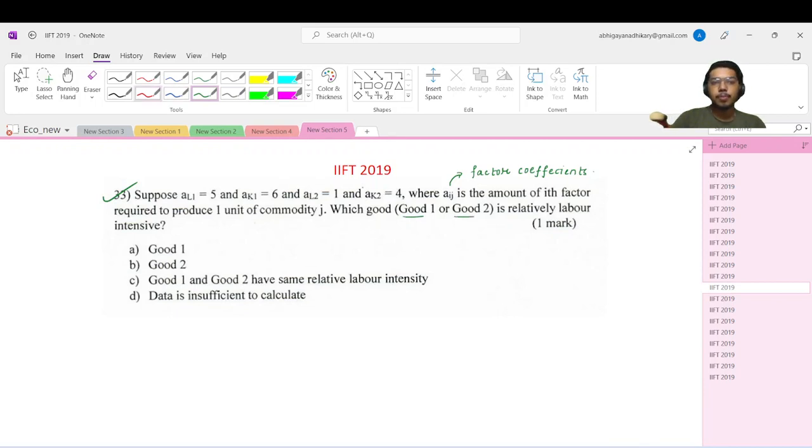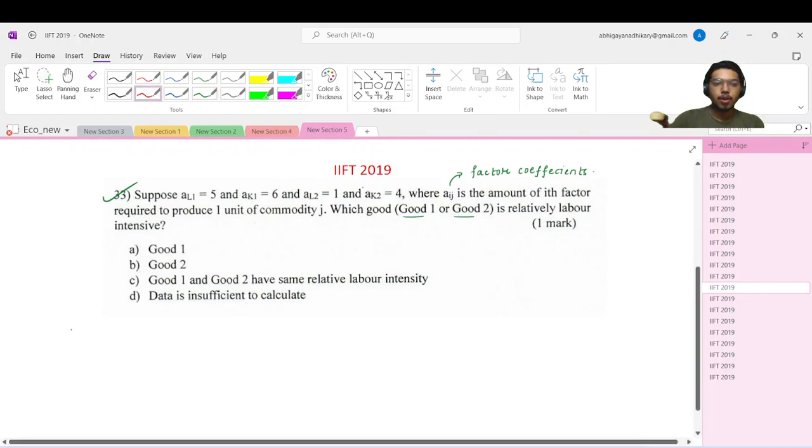So hopefully you remember the definition of what is relatively labor intensive. To check for relative labor intensiveness, we will compare the labor to capital ratio for both the goods. That means we'll basically be computing aL1 by aK1 and aL2 by aK2. The one which is greater will be labor intensive.